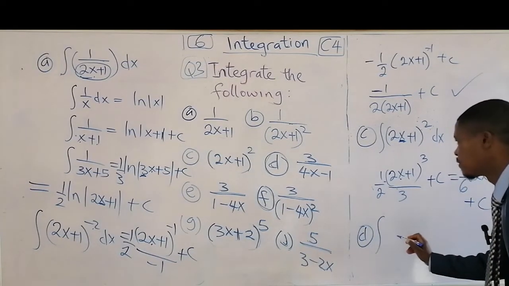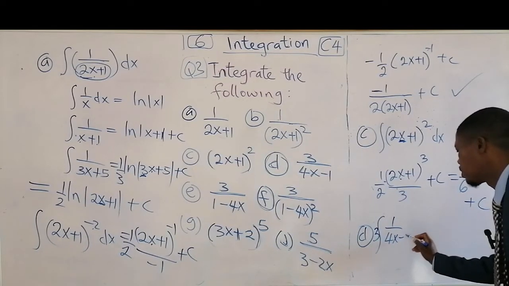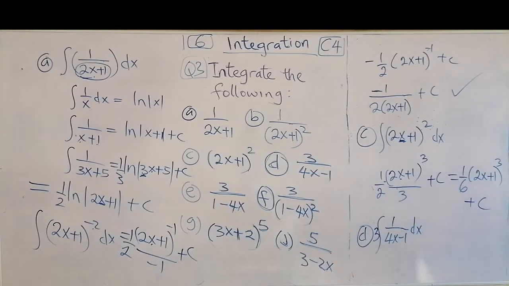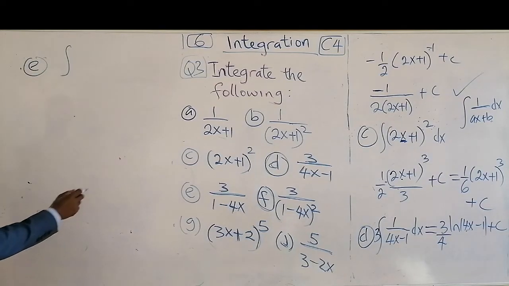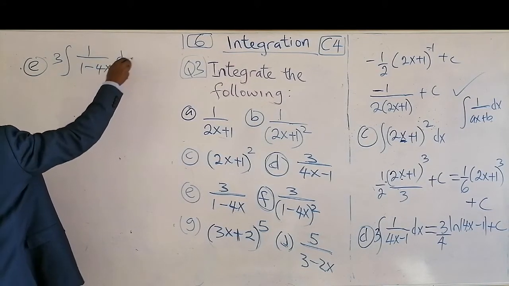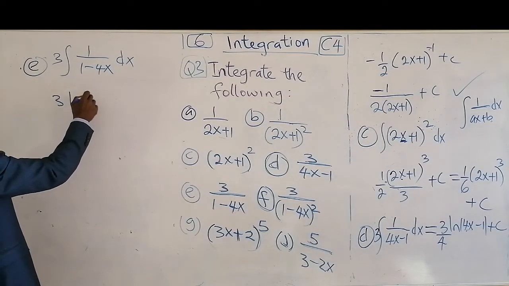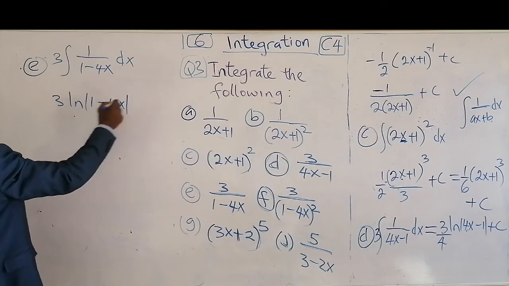For d parts, you can put the 3 outside the integration if you want to, and then 1 over 4x minus 1 dx. So this one is just 3 ln of 4x minus 1 plus c. Then you divide by the attachment to the function, over 4. The e parts, the integral of the 3 can go outside. Then you have 1 over 1 minus 4x. This question is similar to d parts. So this will be 3 ln of 1 minus 4x plus c.